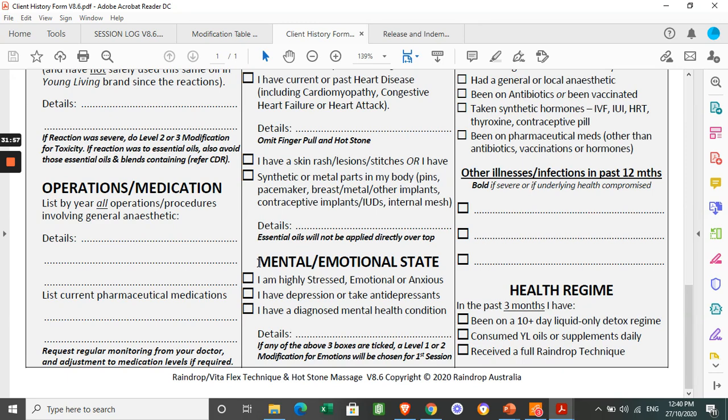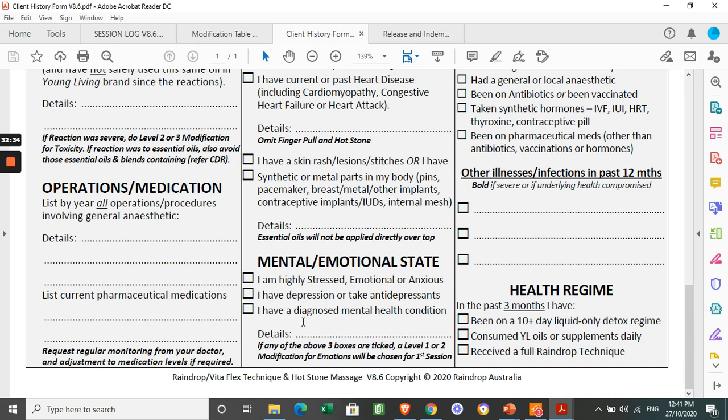All right. Now, we are finishing off in our specific conditions here, and we're looking at our mental and emotional state. The first box is I am highly stressed, emotional, or anxious. I have depression or take antidepressants. I have a diagnosed mental health condition. If any of the three boxes are ticked, a level 1 or 2 modification for emotions will be chosen for the first session. All right, let's talk about these. If I have a diagnosed mental health condition, it can't be self-diagnosed, it must be diagnosed by a doctor.